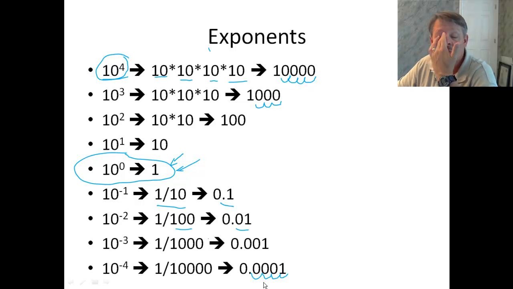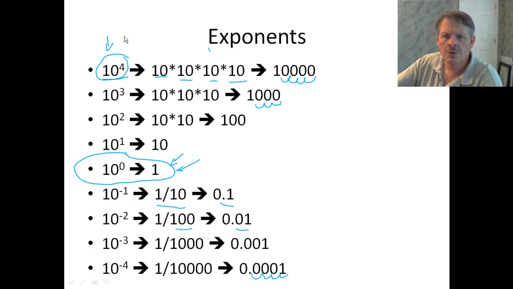Right? Now, it's real easy to get confused of left or right, which way am I going? And that's why I like the concept of looking at something like 10 to the 4 and saying 10 to the 4 is a big number. It's 10 times 10 times 10 times 10. So as a result, it's a big number. So if I have a positive exponent, that means I'm multiplying by a big number.